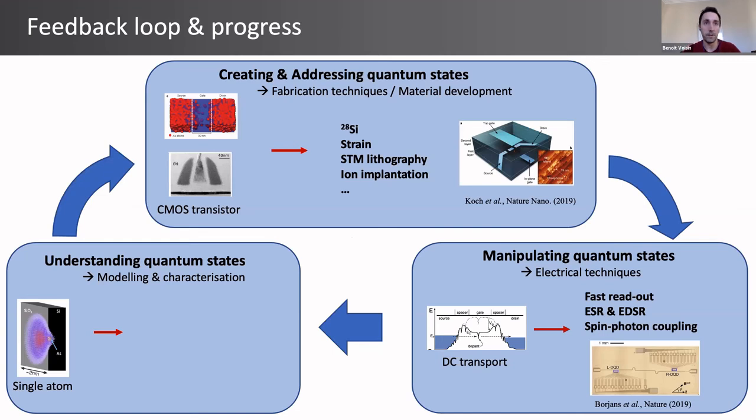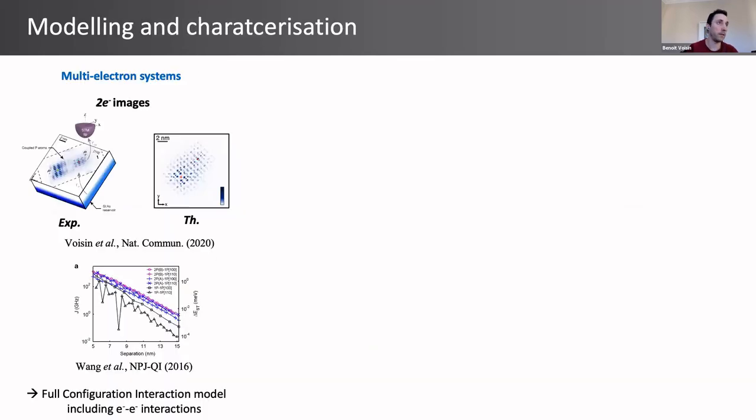So here's the brief summary. Coming from the device point of view, we are creating very complex devices, and tying this to the development of fast electrical techniques to yield very complex operations. And finally, regarding the modeling and characterization part, the way it's been moving on is to be able to investigate multi-electron systems from the theory point of view. So the same way we could image the wave function of a single atom, we pushed the experiment to be able to map the wave function of a coupled pair.